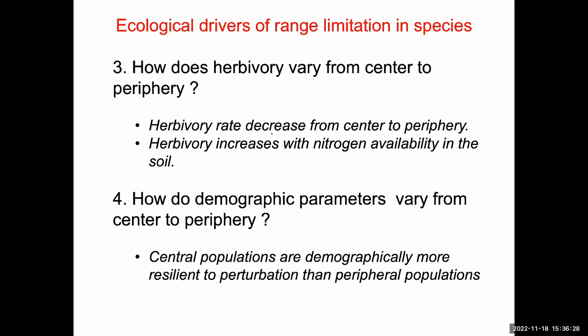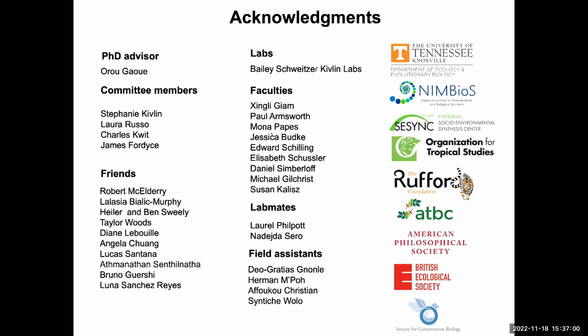Our third question was the role of herbivory from center to periphery, and we found that herbivory rate decreased from center to periphery, and that the mediation role is done by soil nitrogen. The last question was how demographic parameters vary from center to periphery, and we found that central populations are demographically more resilient to perturbation than peripheral populations. Thank you. I will take questions.